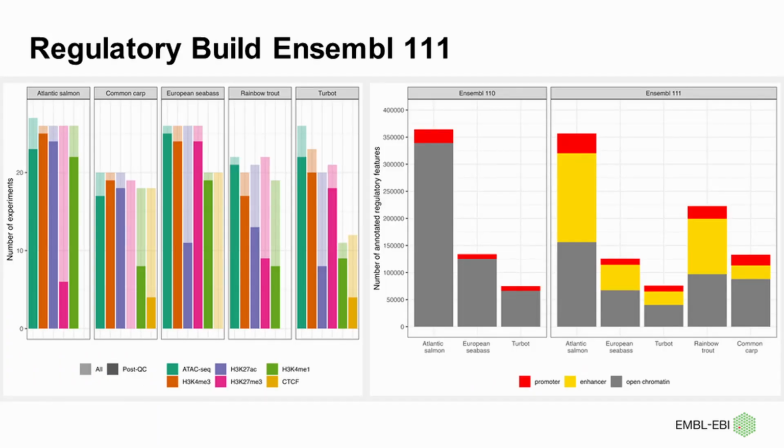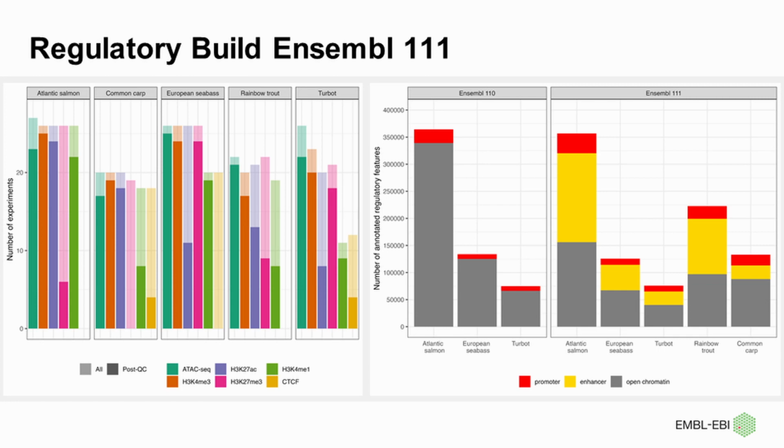I tried to summarize here the number of experiments that we analyzed for our ENSEMBL 111 release that hopefully will be alive next month. You can see here the number of experiments for the 5 species for which we will be able to annotate regulatory features and the different types of experiments we analyze. And you can appreciate in the darker bars the number of experiments that we effectively used after performing the quality control step, right?